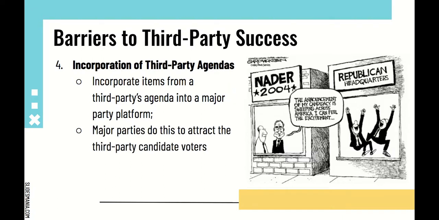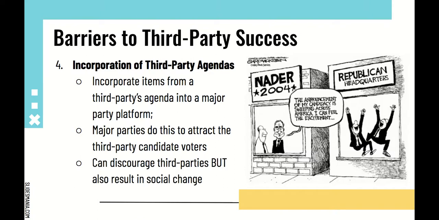Major parties are going to ultimately do this incorporation to attract third party candidate voters, right? Because if voters are thinking, well, I don't want to waste my vote, I don't want to throw it away, quote unquote, I want to give it to one of the major parties, I might as well give it to the major party that closely aligns with the third party. So that is a way that this incorporation can create a barrier to third party success.